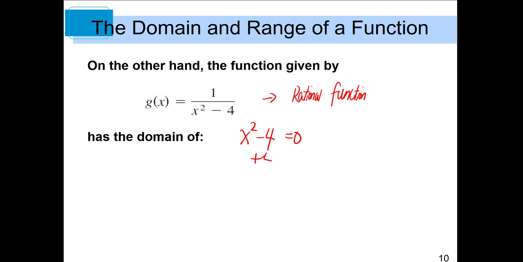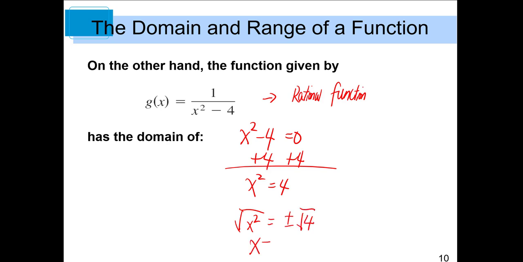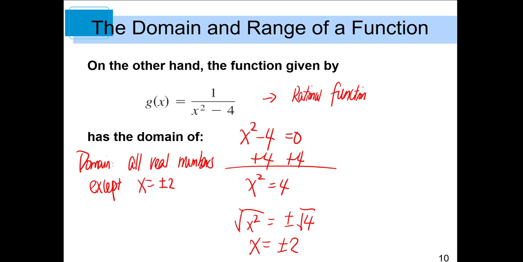Okay, so adding 4 here, we get x squared equal to 4. Now taking the square root on both sides of the equation, we put plus minus on the right hand side, so that x equal to plus minus 2. So that means the domain is all real numbers except plus minus 2.